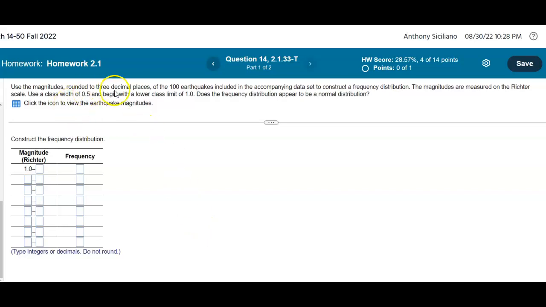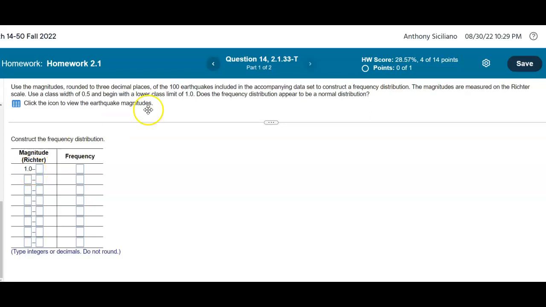Use magnitudes rounded to 3 decimal places of the 100 earthquakes included in the accompanying data set to construct a frequency distribution. The magnitudes are measured on the Richter scale. We're going to use a class width of 0.5 and begin with a lower class limit of 1.0. Does the frequency distribution appear to be a normal distribution?